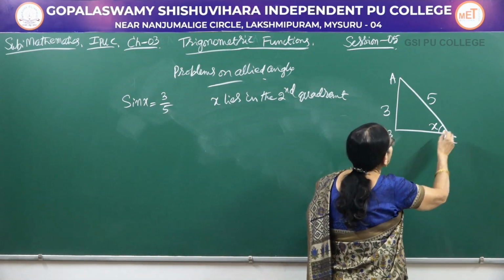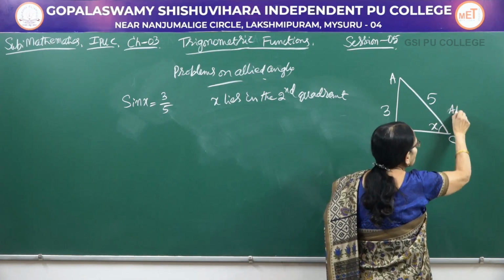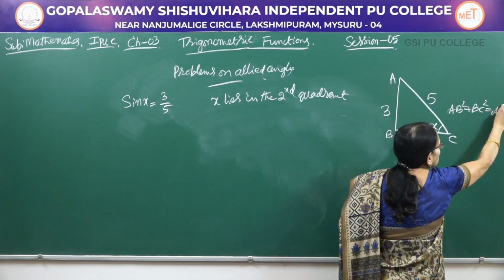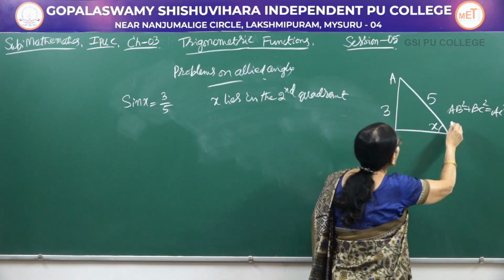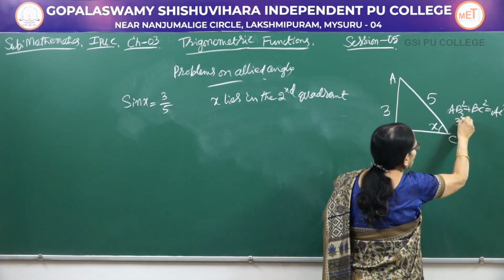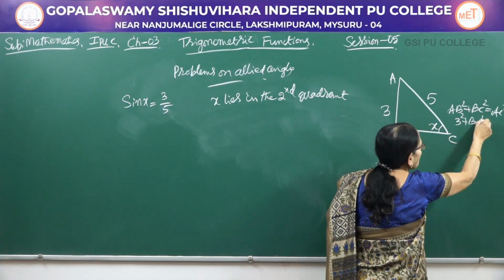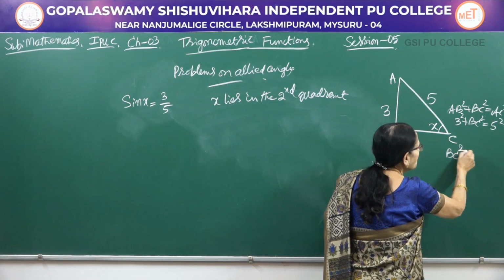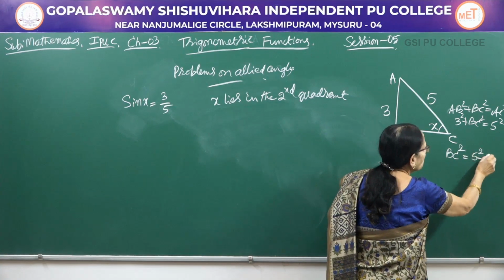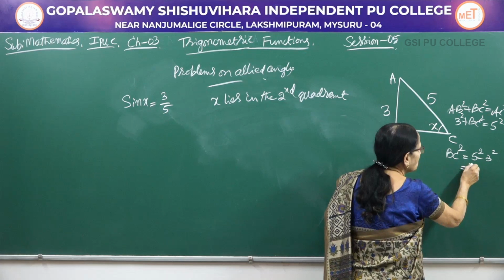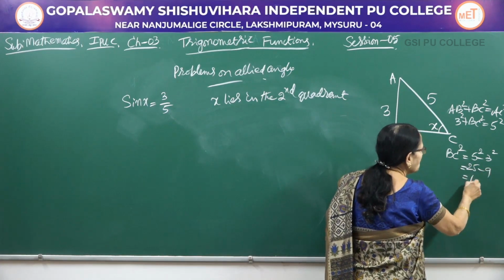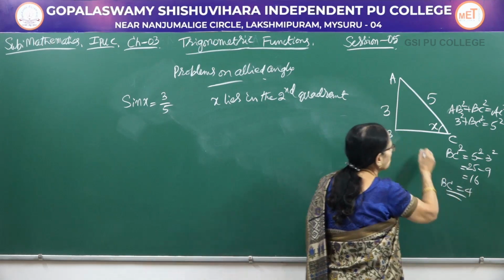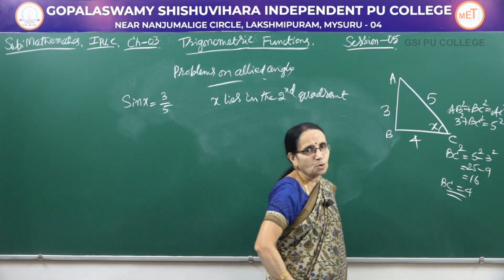See, we know that AB square plus BC square is equal to AC square. So AB square means 3 square plus BC square is equal to 5 square. So naturally BC square would be equal to 5 square minus 3 square, 25 minus 9, that would be 16. Therefore BC is equal to 4.